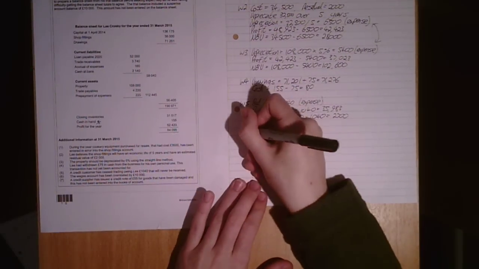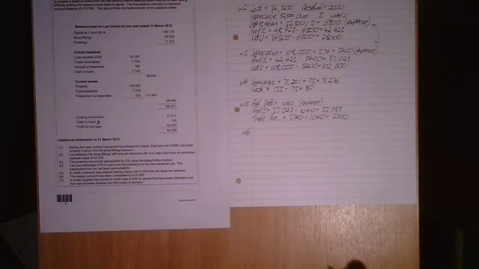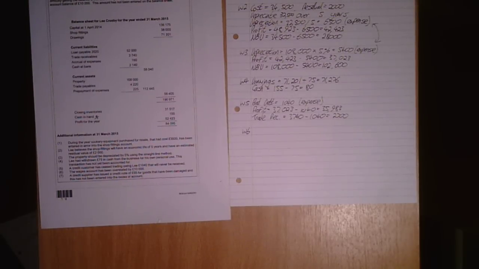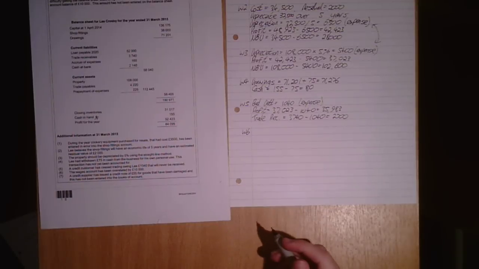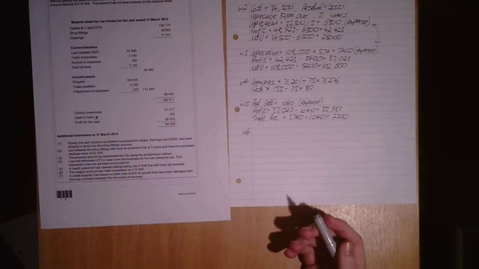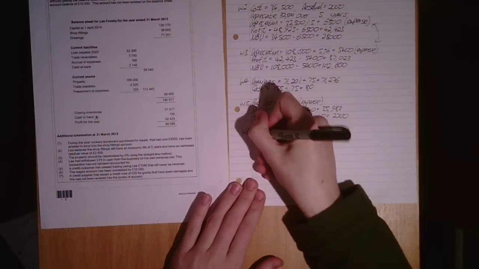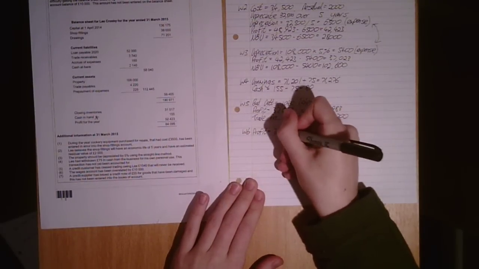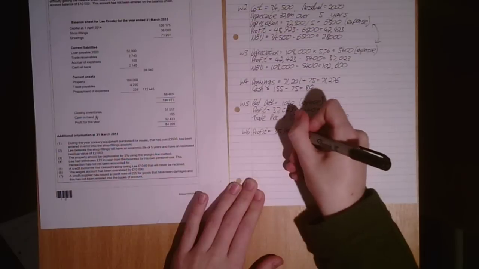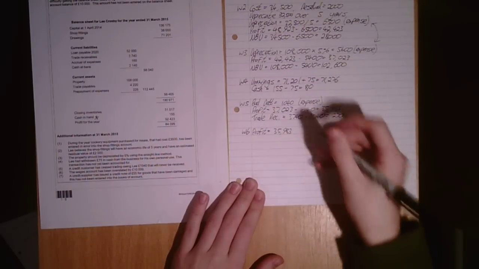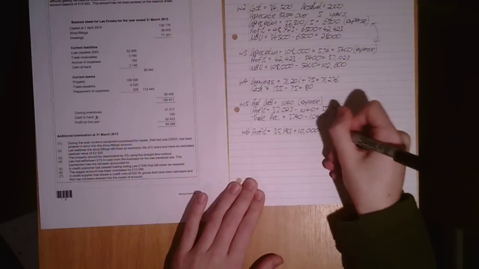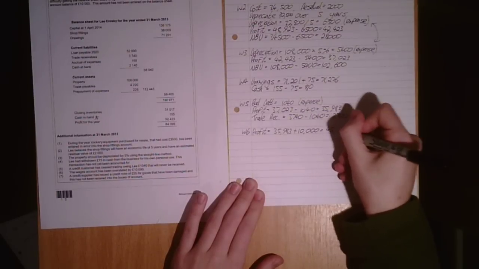Okay, so W6. This is where the suspense account is going to come into play. The wages account has been overstated by £10,000. So we've overstated our wages, which means what? We've overstated our expenses, which means we've put too many expenses in our income statement. So we're going to take that latest profit figure, we're going to add 10k. We've overstated our expenses, therefore we've got more profit than we thought we had.